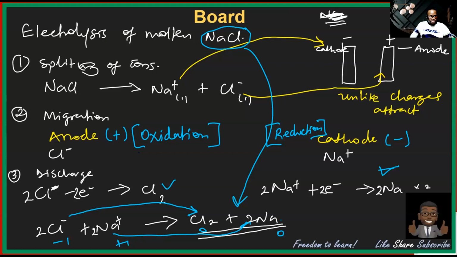Okay. So I'll do one more example, which you're going to talk me through. As I say it, I'm going to write it. Can you see my steps? I follow these steps: splitting, migration, discharge. So I'm going to pick another molten compound. So you're going to tell me what's going to happen from splitting, the type of ions, the migration, and to the discharge. Are you ready? Yes, sir. Okay, so that will form our example 2.